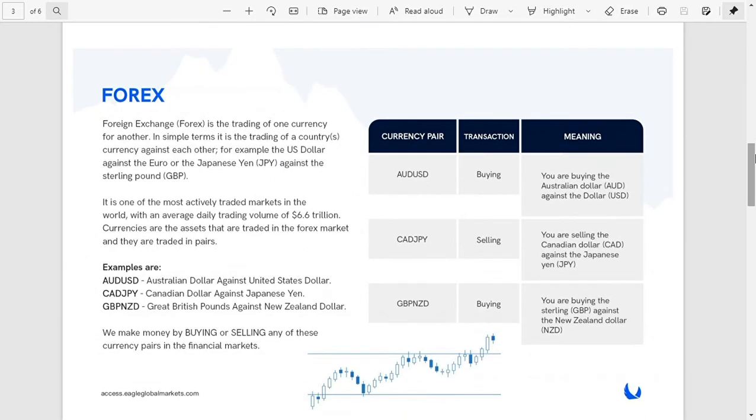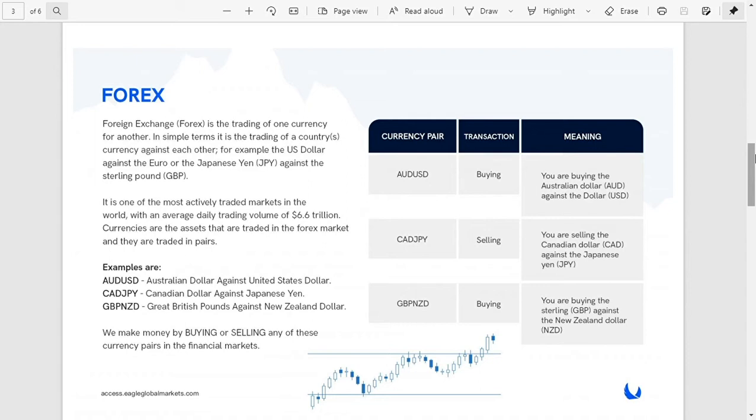Forex, the foreign exchange market, is the trading of one currency for another. In simple terms, it is the trading of a country's currency against each other. For example, the US dollar against the euro or the Japanese yen against the sterling pound. It is one of the most actively traded markets in the world with an average trading volume of $6.6 trillion.